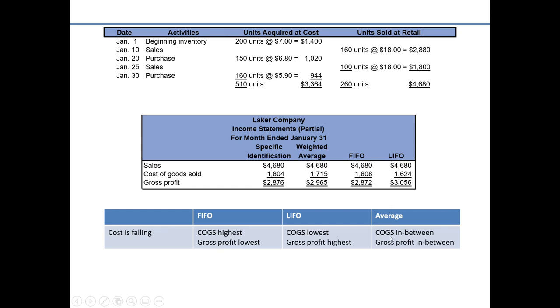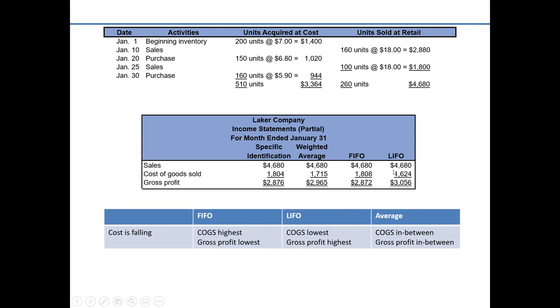And that will always be true because it's averaging out the change in the cost over time. We can also say, like we see here, that when we use FIFO and costs are falling, our cost of goods sold is going to be the highest and our gross profit is going to be the lowest. That's a pattern we can say here.